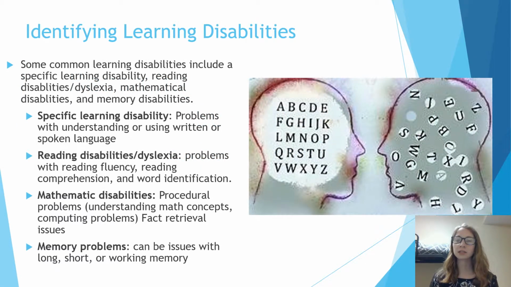So the first of these disabilities would be learning disabilities. This would include things like specific learning disability, which would include students who struggle with understanding or using language that they hear or write. Reading disabilities or dyslexia, which would be students who struggle with seeing the words in front of them, like in the picture, it gets all scrambled in their brain, or having fluent reading. Mathematical disabilities, where they have trouble computing mathematical problems, and memory problems, which can be long, short, or working memory.